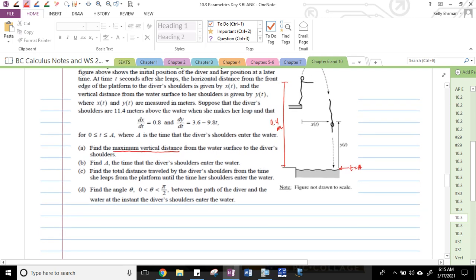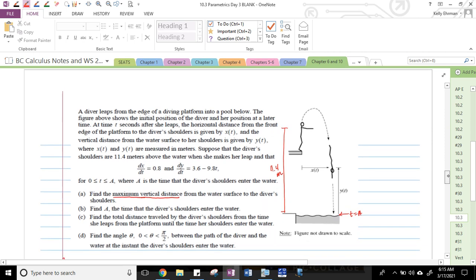So first of all, I need to identify what they're asking me about. The vertical distance is given by y of t, so I want the maximum y of t value. There are a few ways to do this. I can see that y is a parabola, like that vertical distance there.